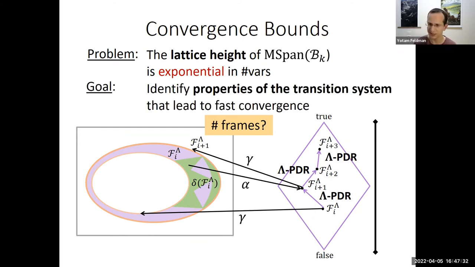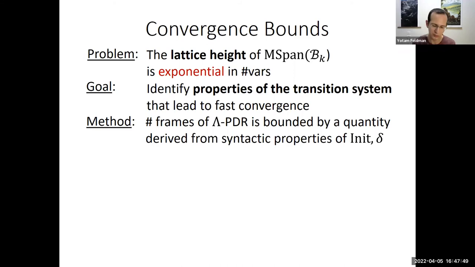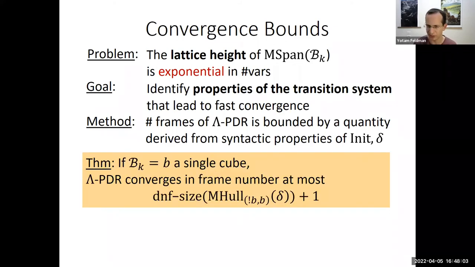So to understand when this doesn't happen and Lambda PDR actually does converge in few iterations, we need to consider not only properties of the abstract domain, but also properties of the specific transition system. So what we're going to do is derive upper bounds on the number of frames in Lambda PDR using expressions derived from syntactic properties of the set of initial states and the transition relation. And specifically for the case that BK is a single cube, a single conjunction of variables and negations of variables, then we can show this upper bound, which is the DNF size of the monotone hull of the transition relation formula plus one.